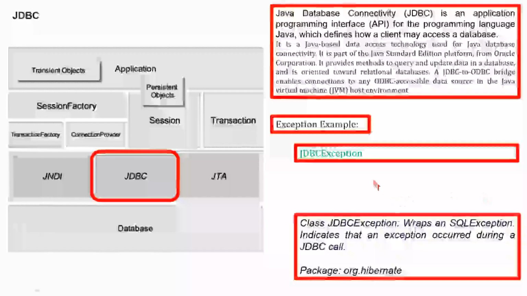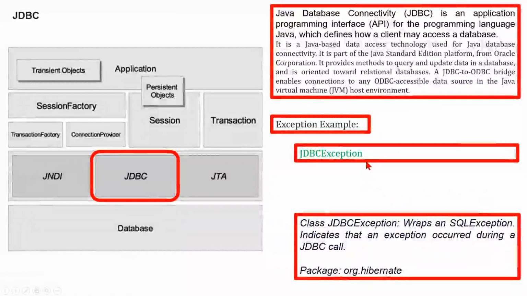As an exception example, we can consider JDBCException, which wraps an SQLException and indicates that an exception occurred during a JDBC call. This class is in the org.hibernate package.